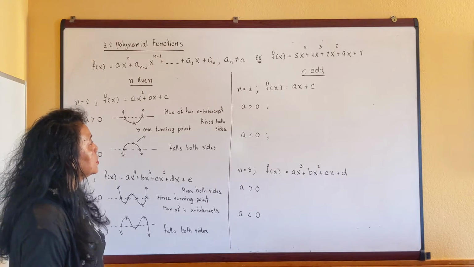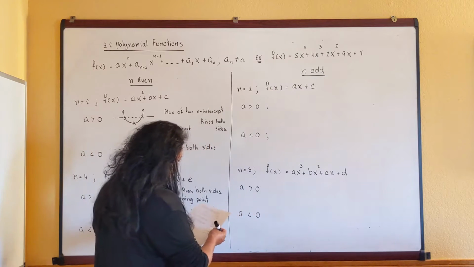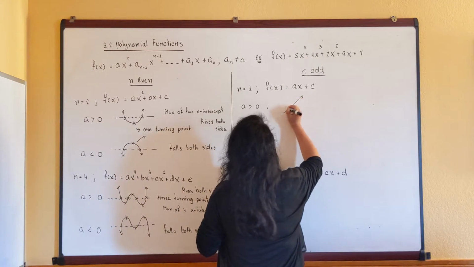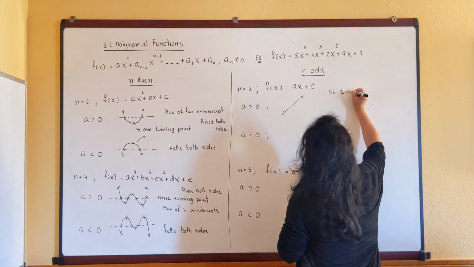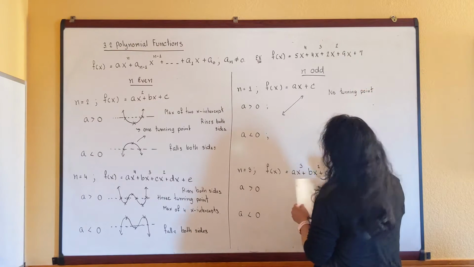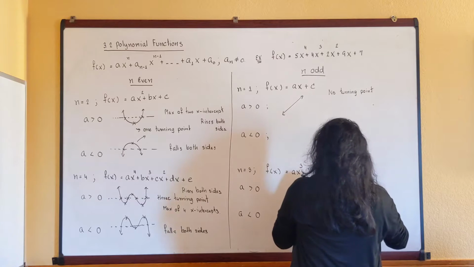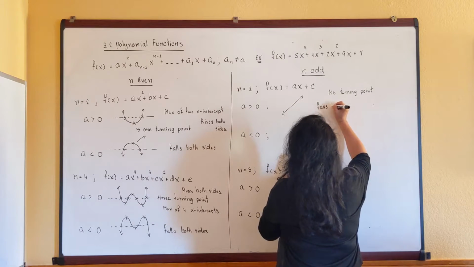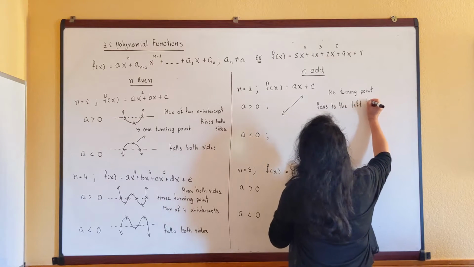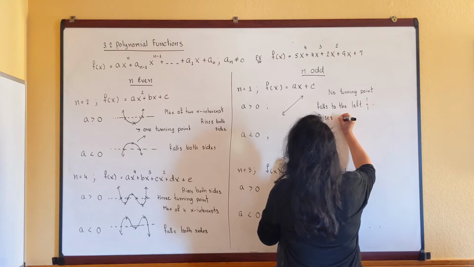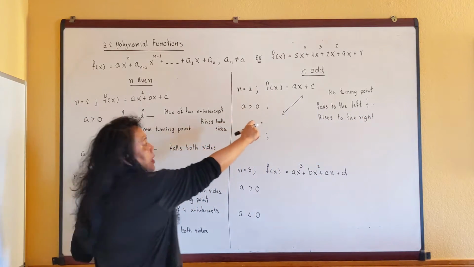Now let's look at odd. Odd, again, is 1, 3, 5, and so on. So let's look at degree 1. Degree 1, if a is positive, it's going to rise. So it's going to look something like this. Okay, so no turning point. On the left side, this is the left and this is the right. It's going to fall to the left and rise to the right. As you can see, the left side falls, the right side rises.